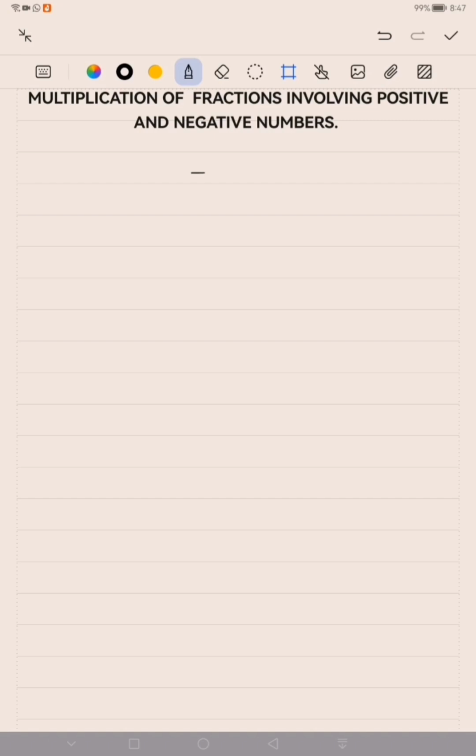Today we are going to learn how to multiply fractions involving positive and negative numbers. Let's start off with our first example. If we have minus 4 over 9 multiplied by minus 3 over 8, and there is a bracket. The first thing is we are going to remove the bracket and simply write the fractions as they are along with their signs.